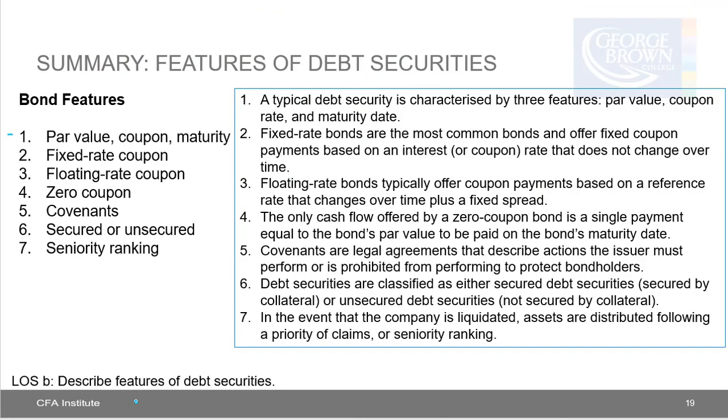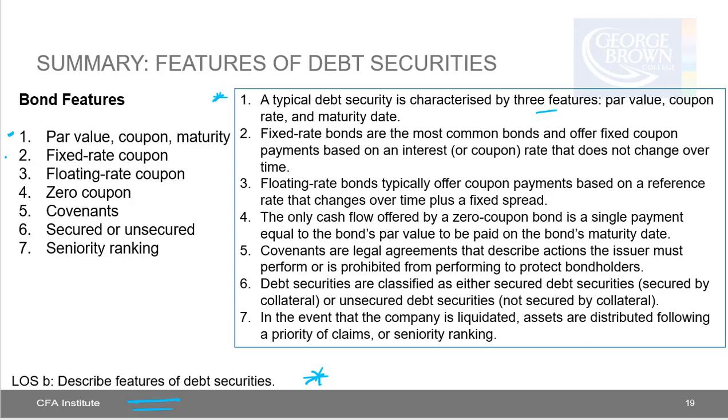So a quick summary of some of the things that we looked at for learning outcome statement B, which is describing features of debt security. Number one, we looked at bond features: par value, coupon, and maturity. A typical debt security is characterized by 3 features: the par value, the coupon rate, and the maturity date.